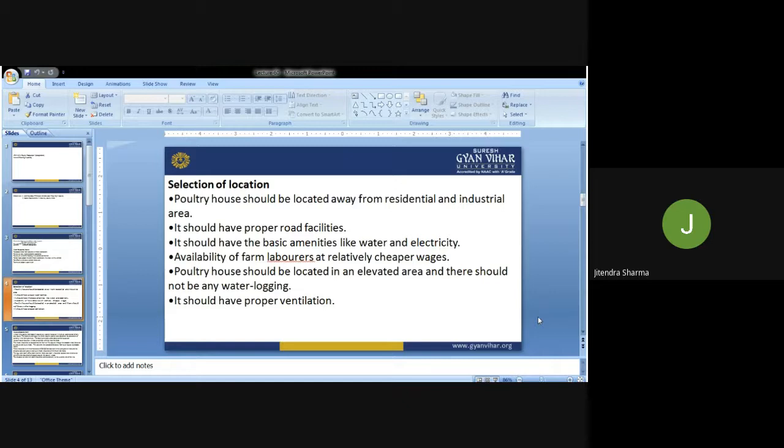Then it should have proper ventilation. We can't select an area where the facility has poor ventilation, because in poultry housing we require proper ventilation to avoid so many unnecessary problems in the poultry birds, and a properly ventilated area is very much required for the normal growth and development of the birds. So when we select the site, we have to keep all these things in mind.